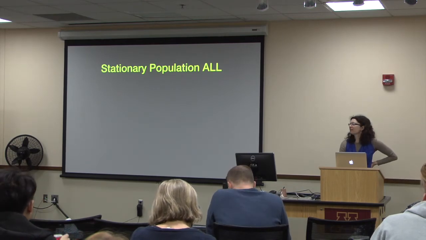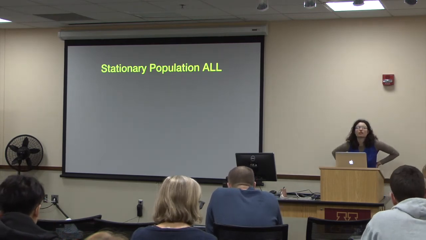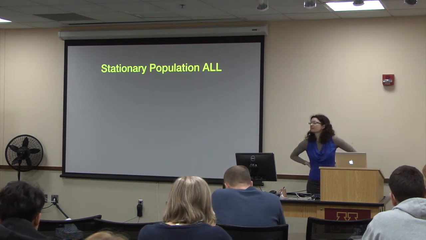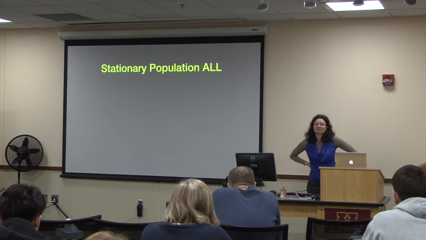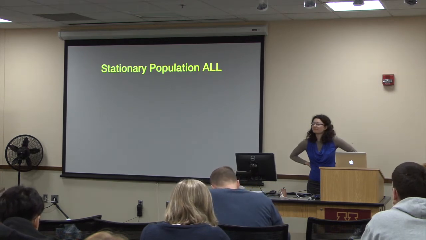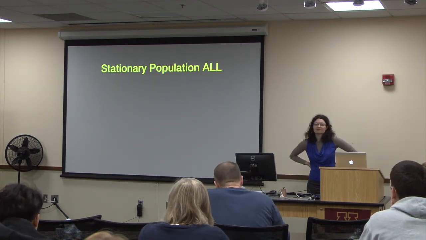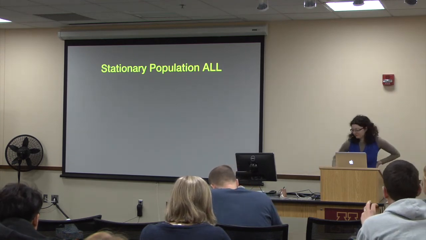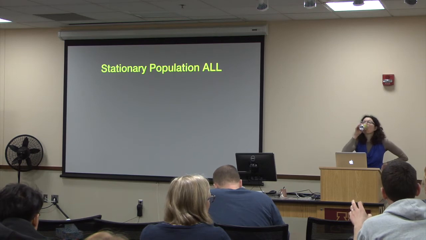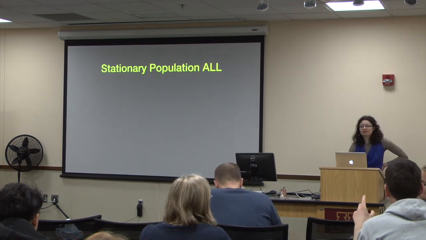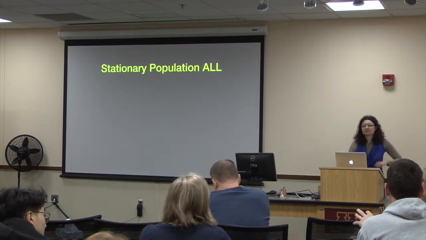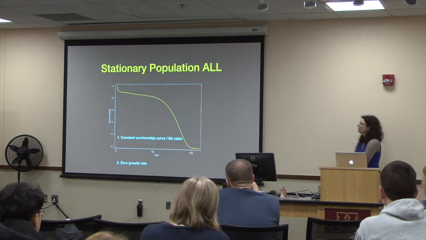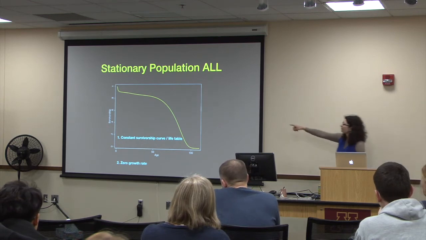So just to make things easy to start out, we're going to start by thinking about a stationary population. What is a stationary population? Basically, the rates of mortality and fertility have stabilized. So the age distribution is not changing at all. That's one thing.